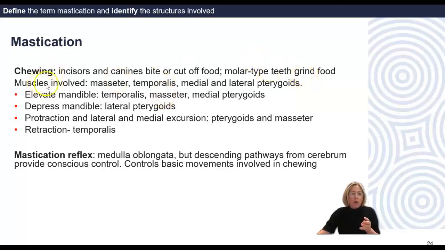Now, there are 4 pairs of muscles that are involved in manipulating the mandible. And they are the masseter, the temporalis, and the medial and lateral pterygoids. The ones that close the jaw or elevate the mandible are the temporalis, the masseter, and the medial pterygoids. And those that open the jaw or depress the mandible are the lateral pterygoids. Protraction and lateral and medial excursion of the jaw is due to the pterygoids and the masseter, and then retraction is the role of the temporalis muscle.